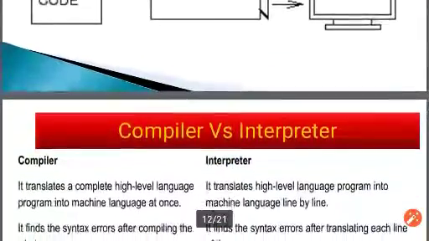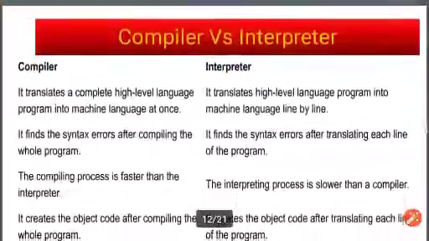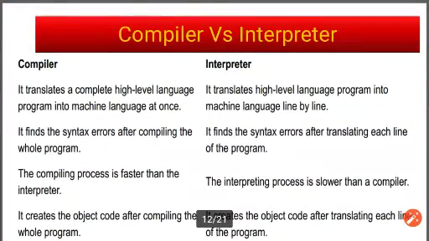So let us look at the difference between the compiler and the interpreter. Both of them convert high level languages to machine language, right? So what is the difference between them? The first and major difference is that the compiler reads the whole source code at once and then converts it to machine language, whereas the interpreter converts the source code into machine language line by line.